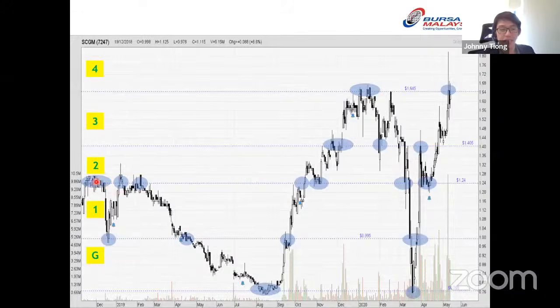Let's say here this is a resistance. The stock tries to break the resistance but cannot. It tries to break, but not enough power, so it falls down to the floor, which is the support. Then it tries again to break this resistance, cannot. Try again, cannot. Then it falls down to the support because it fought very hard but the fight was not successful, so it falls down and rests a bit. Then it continues to fall to another support, level G support.